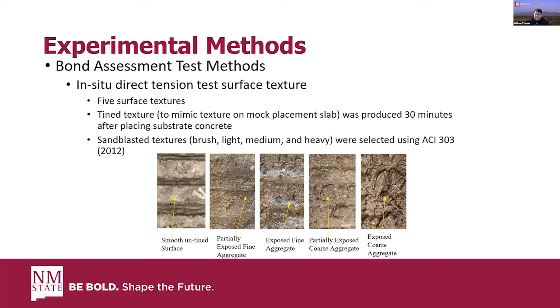So it's produced in the fresh state, and is shown here, the first photograph. And as you can see, our surface base is intact and it provides a smooth surface. So we wanted to provide a degree of aggregate exposure. Therefore, we used ACI 303 to select 4 sandblasted textures: brush, light, medium, and heavy. And they're shown here.